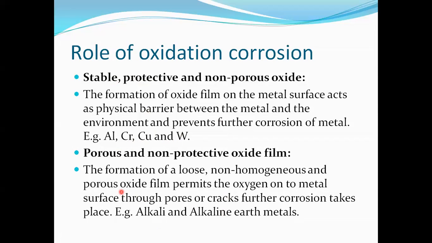The corrosion has a very low rate, so the metal oxide seems to have a filament-like character, and the metal oxide contains some cracks on the surface. The cracks identified on the metal oxide surface are known as pores. So a porous, non-protective metal oxide is formed when we take metals like alkali and alkaline earth metals.